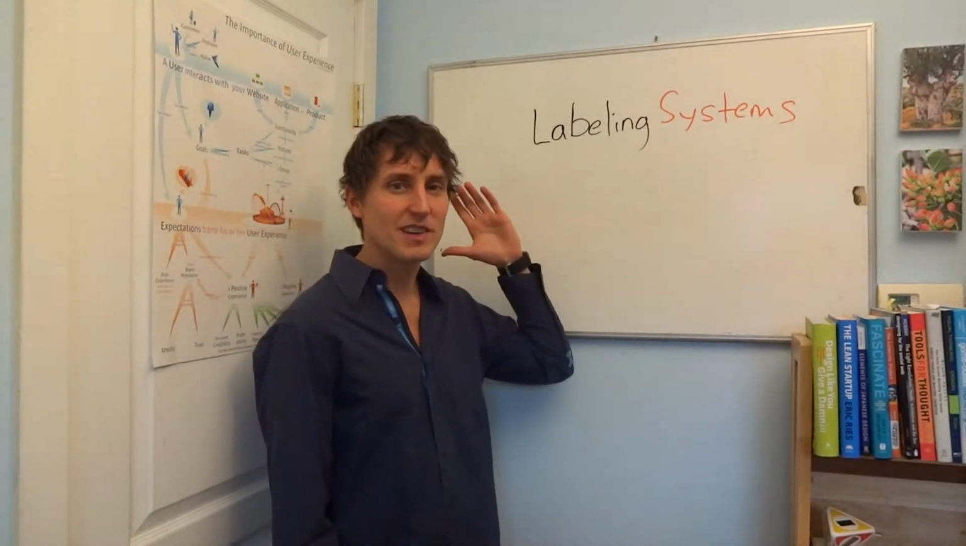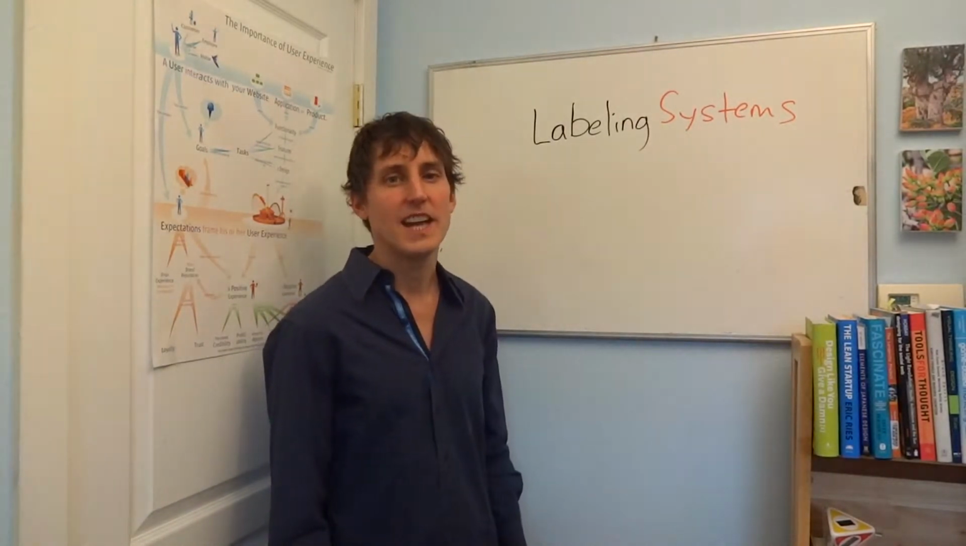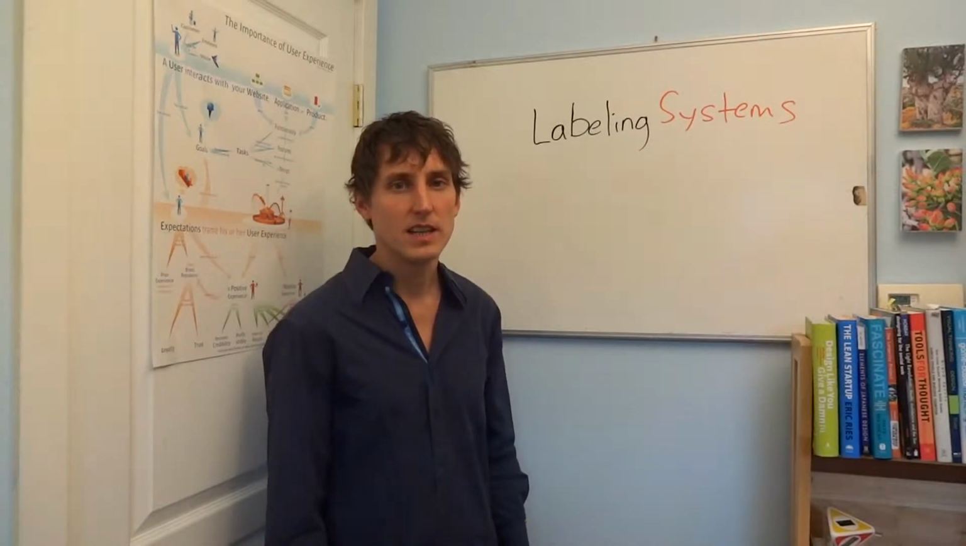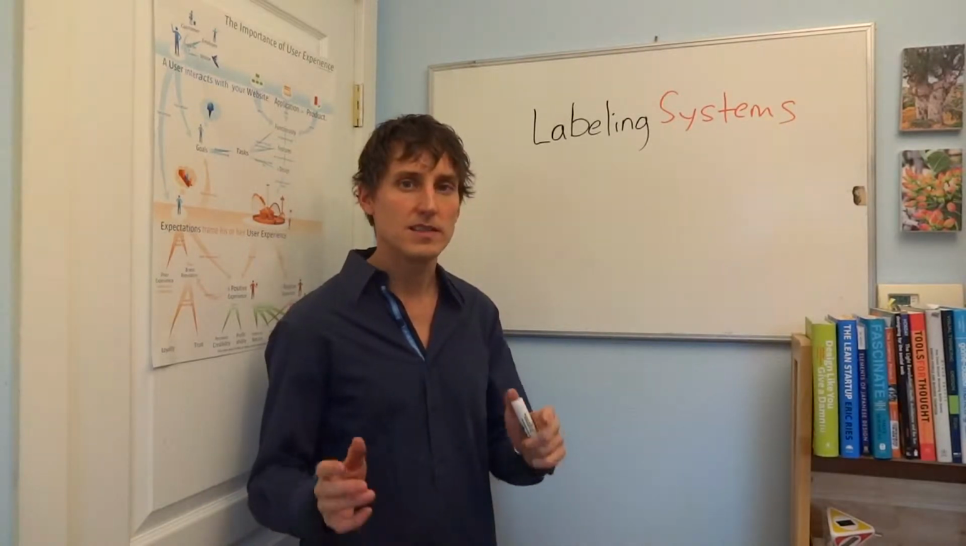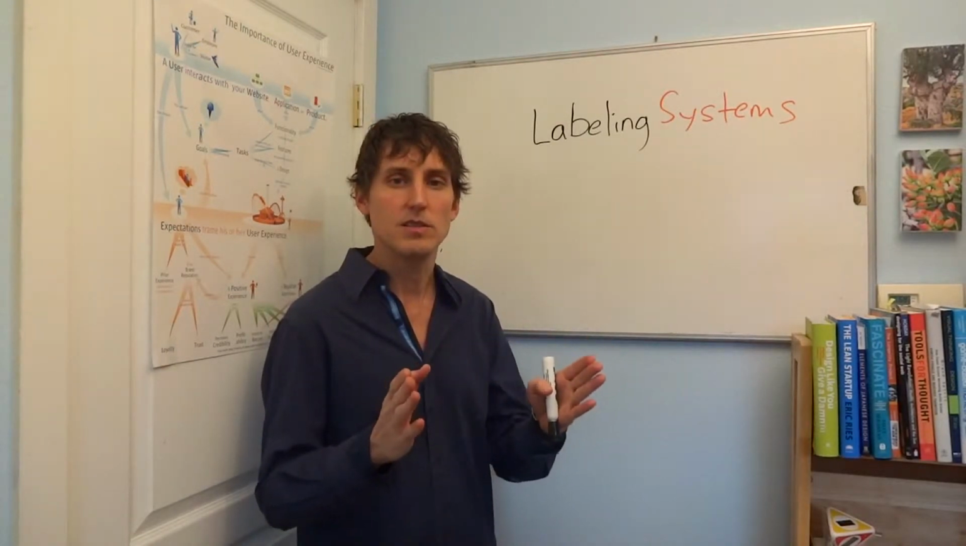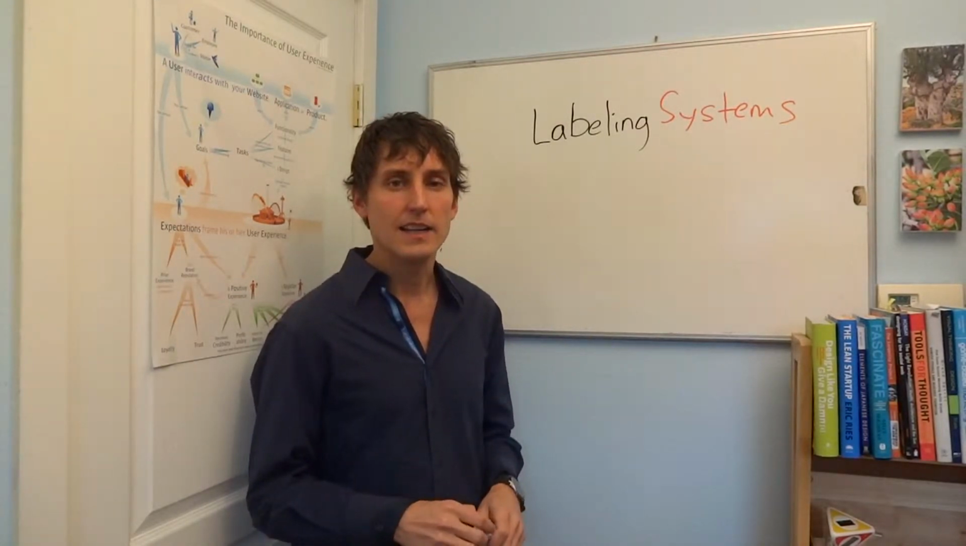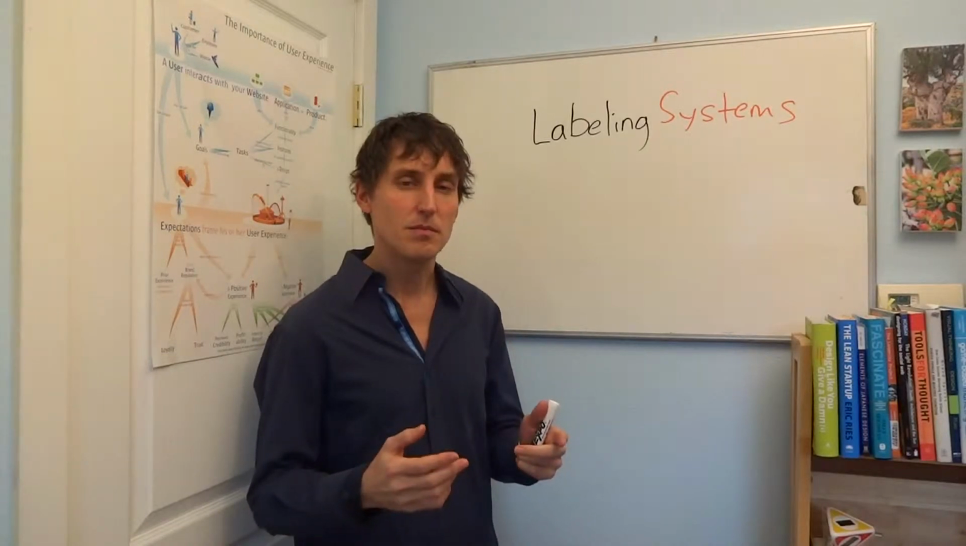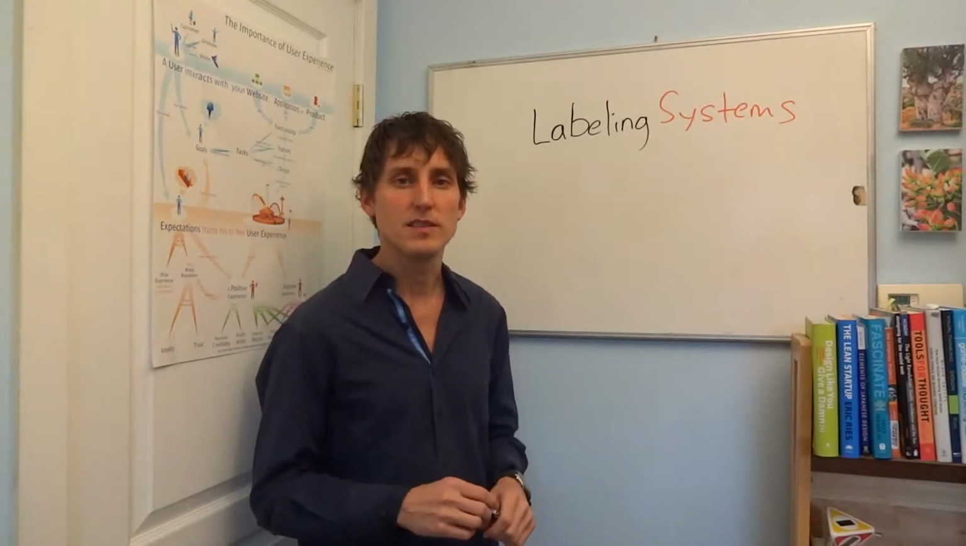So today we're talking about labeling systems, which falls into the category of content usability. Labeling systems are those things that give the user attention or direct them to the things they can do on the page typically.